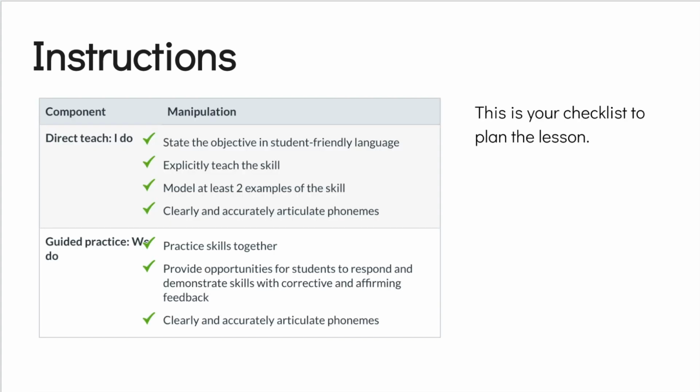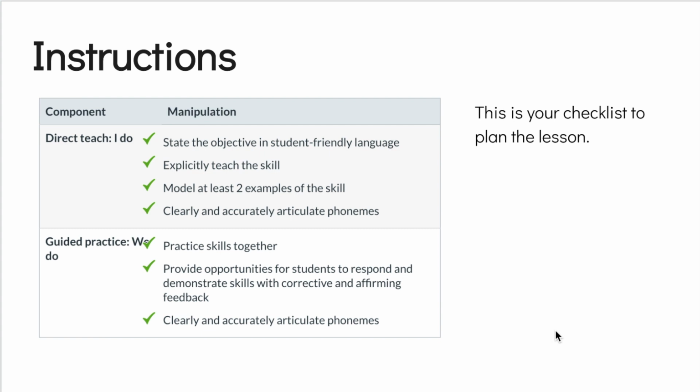As you go over the instructions for this artifact, you are going to come across this checklist. This checklist is going to help you to plan your lesson. The lesson has 2 components and certain points that you have to target through your lesson. The first component is the direct teach, or the I do part. Within this part, you have to state the objective in student-friendly language. You have to explicitly teach the skill, model at least 2 examples of the skill, and clearly and accurately articulate phonemes. Then you move on to the guided practice, or the we do part.